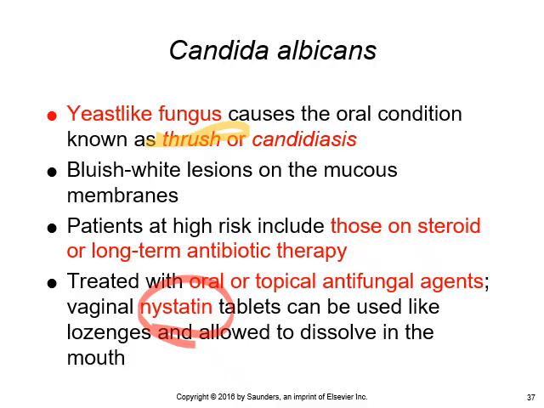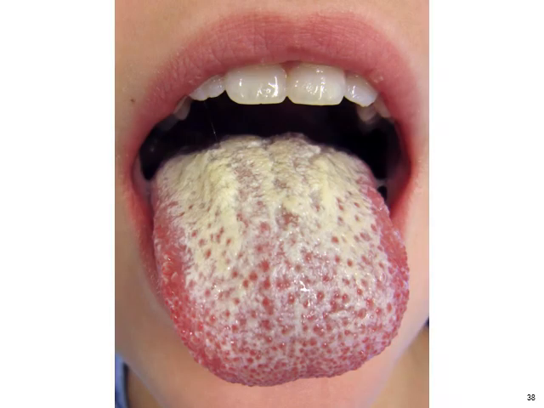Also, we can give them liquid nystatin, where they would put it in their mouth, swish it, gargle it, and then spit it. This is the picture for the Candida albicans, the thrush. Okay. How do we prevent this? We can help prevent this by helping the patient with good oral hygiene, or if they can do it, then educate them on good oral hygiene.